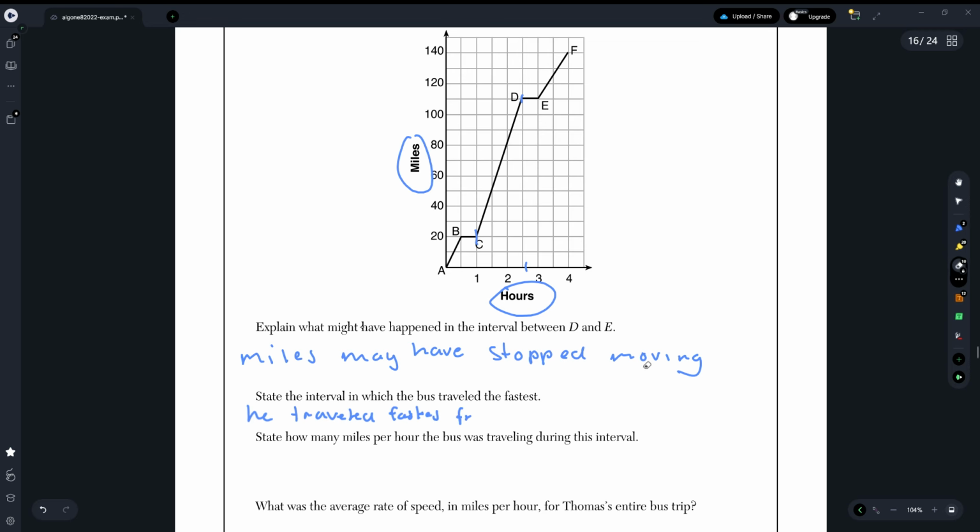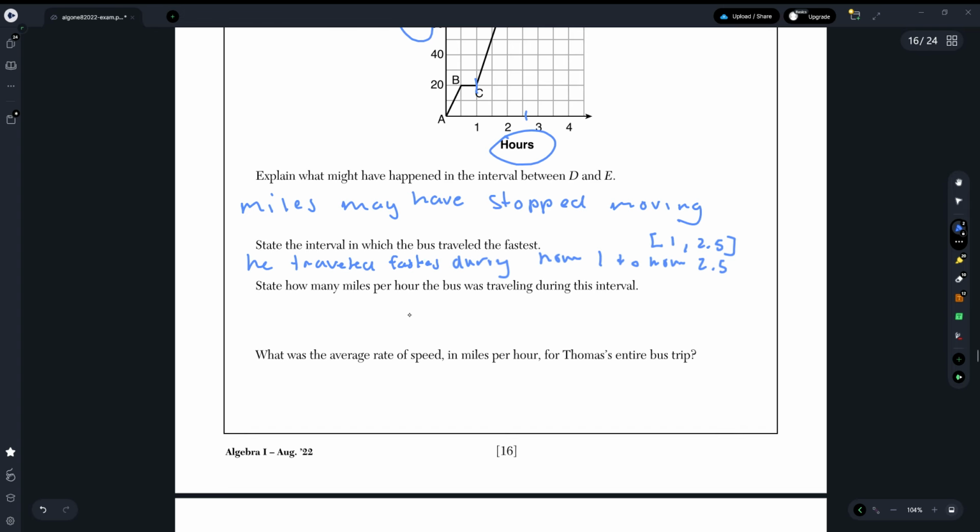During hour 1 to hour 2.5. Or he traveled the fastest between the time of point C and point D. Or I could just write the interval as 1 and then 2.5, right? And then I could call it a day, right? And I could say state how many miles per hour the bus was traveling during this interval.